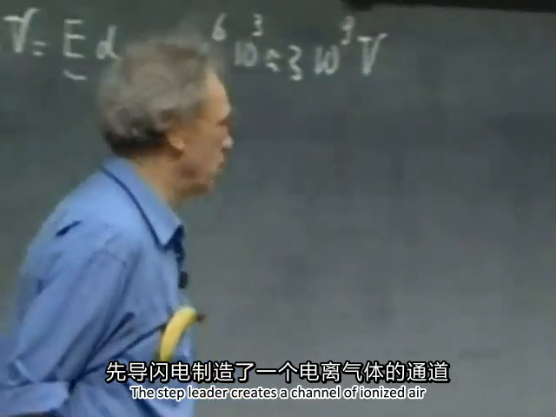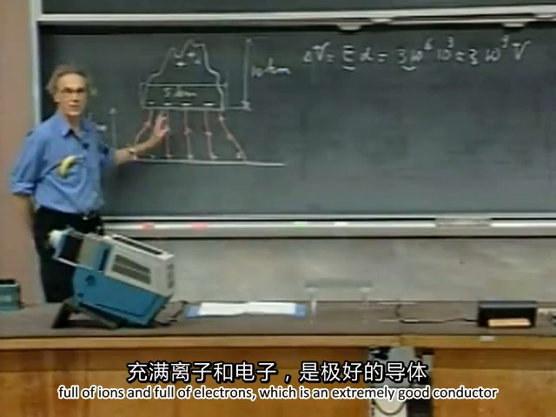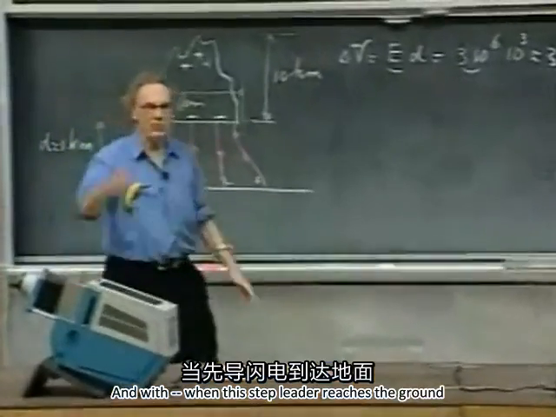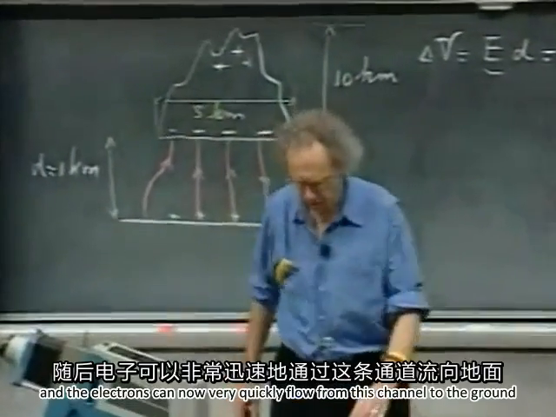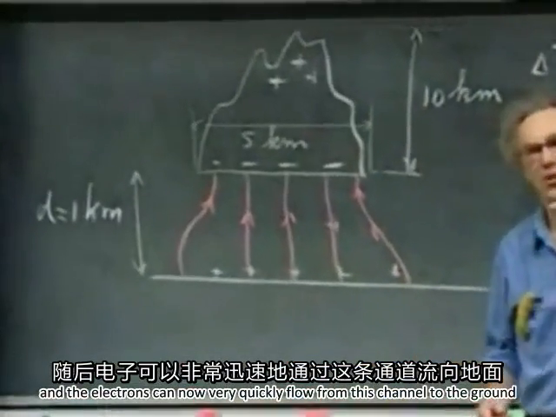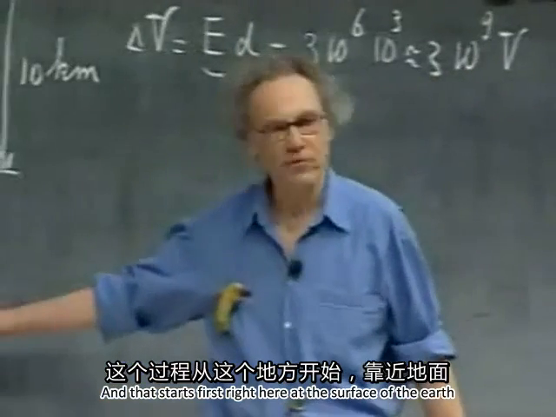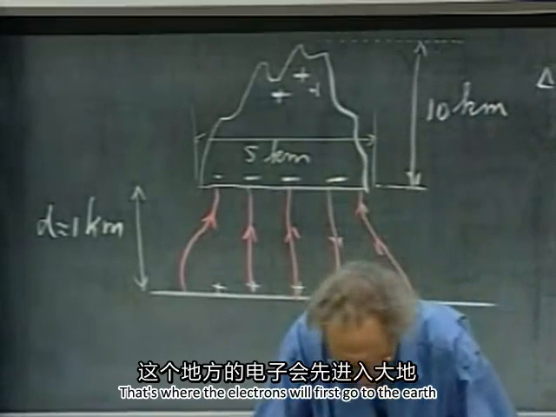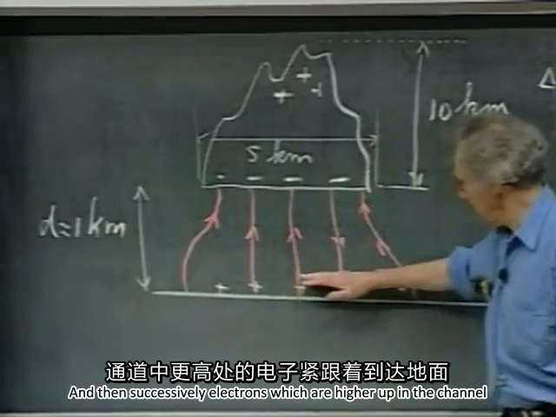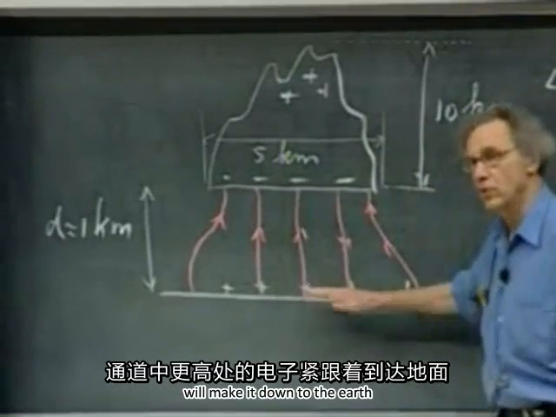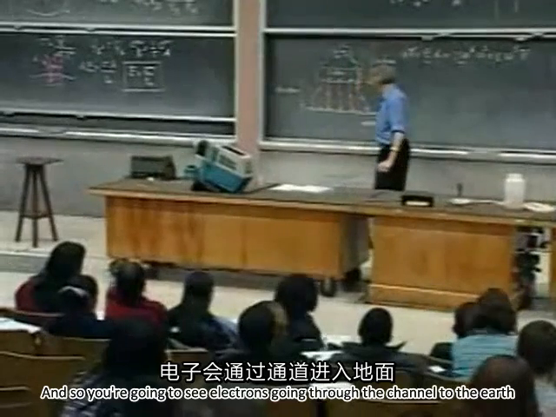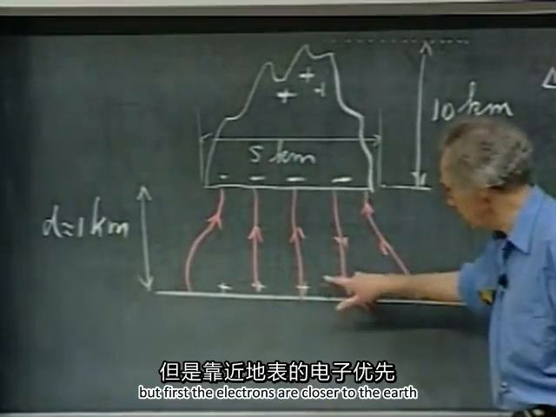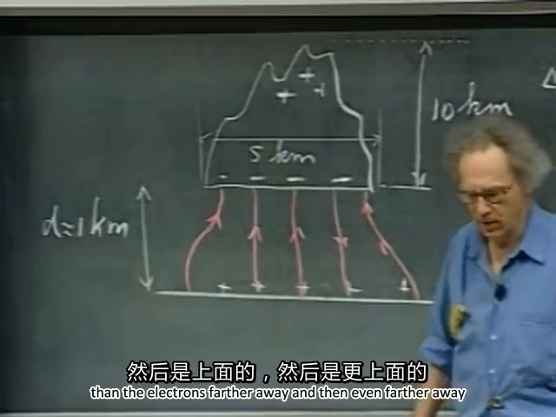The step leader creates a channel of ionized air, full of ions and full of electrons, which is an extremely good conductor. And when this step leader reaches the ground, there is this highly conductive channel, and the electrons can now very quickly flow from this channel to the ground. And that starts first right here at the surface of the Earth. That's where the electrons will first go to the Earth, and then successively electrons which are higher up in the channel will make it down to the Earth. And so you're going to see electrons going through the channel to the Earth, but first the electrons closer to the Earth, then the electrons farther away, and then even farther away.